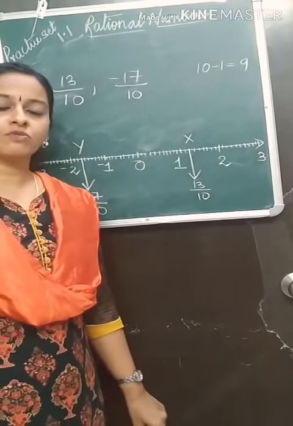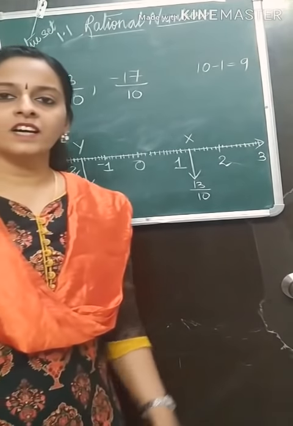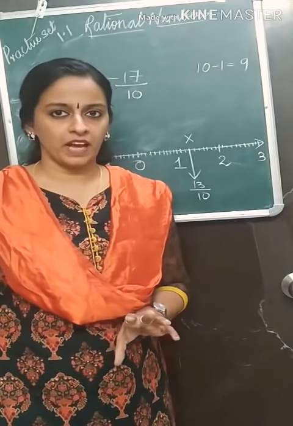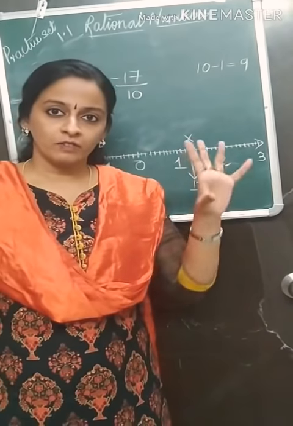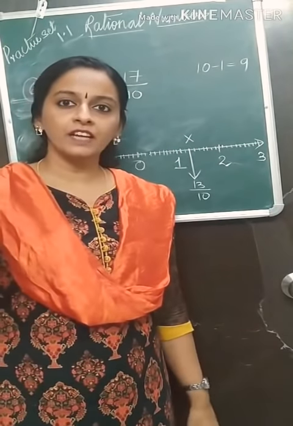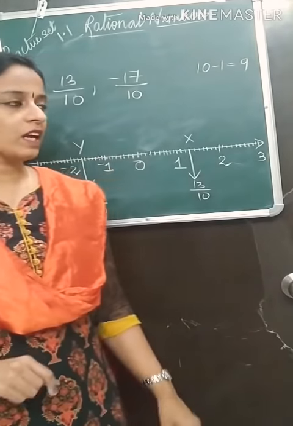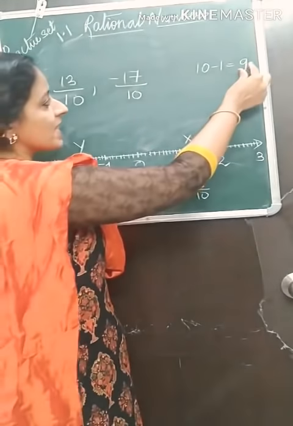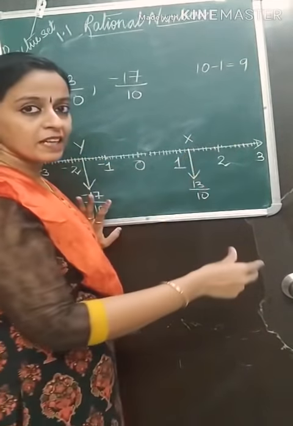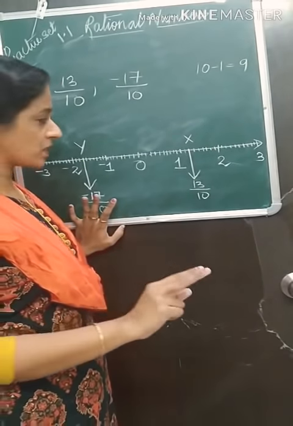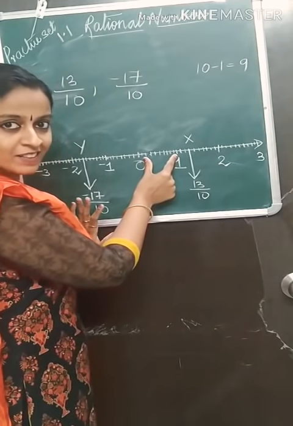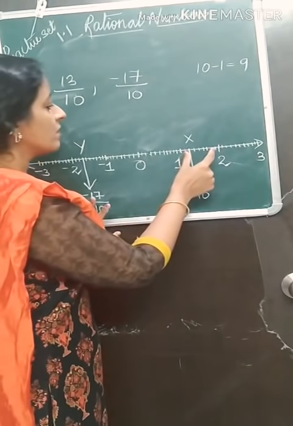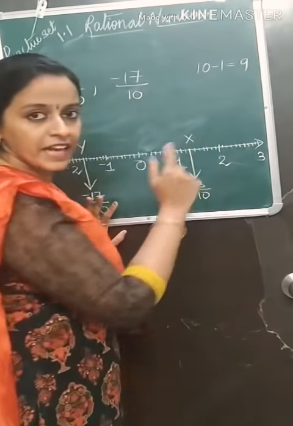Okay, so like this we know how to plot rational numbers on a number line. Remember the trick? Denominator minus 1. Whatever number you get, that many dots you will put. So this means that if it is 9, you are dividing the unit into 10 equal parts. From 0 to 1, you have 10 equal parts. 1 to 2 you have 10 parts.